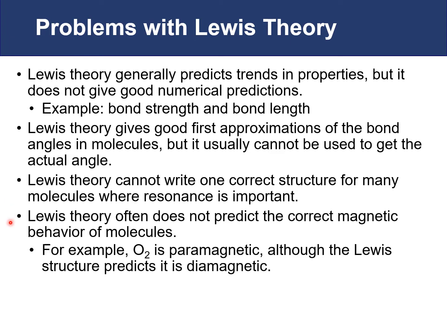Lewis theory often does not predict the correct magnetic behavior of molecules. An example of this is oxygen, O2, which is paramagnetic, although from its Lewis structure one would predict that it is diamagnetic.